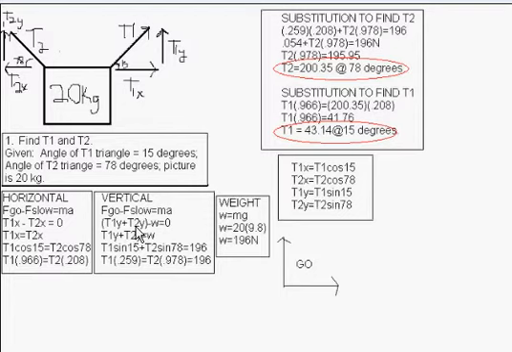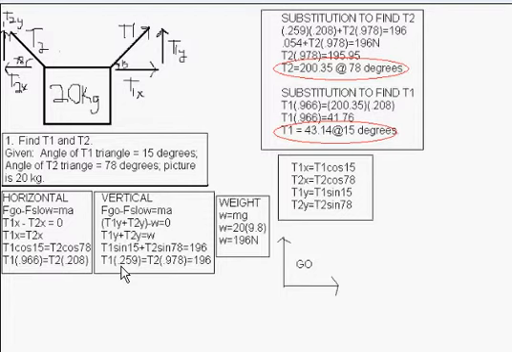So T1y plus T2y, the go forces, minus weight equals 0. So T1y plus T2y equals weight. And we found weight over here, so looking at this box as well, T1 sine 15 plus T2 sine 78 equals 196. And I found the sine of 15 and sine of 78 because we know that T1y equals T1 sine 15 and T2y equals T2 sine 78.